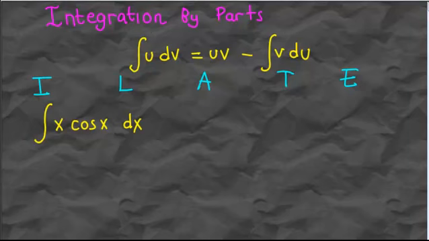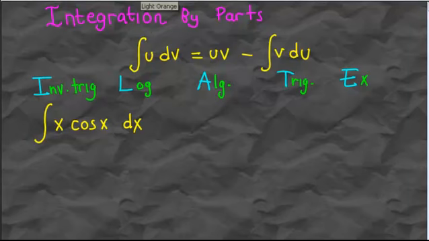This ILATE stands for inverse trig, L is for logarithmic, A is for algebraic, T is for trigonometric, and E stands for exponential. So most of the time, the choice of u follows these ILATE rules.